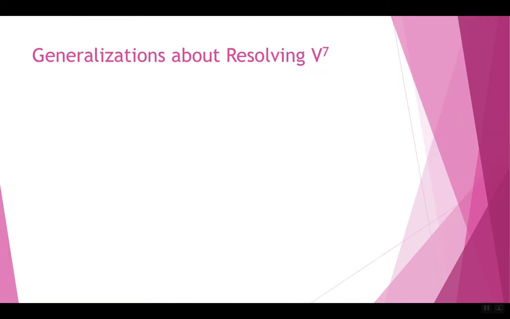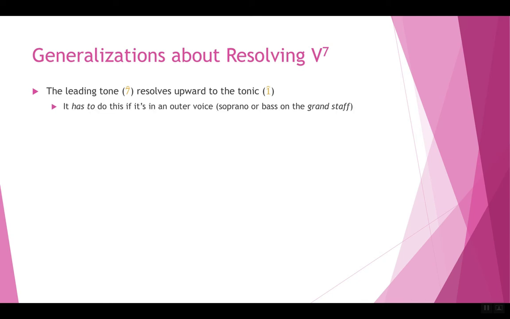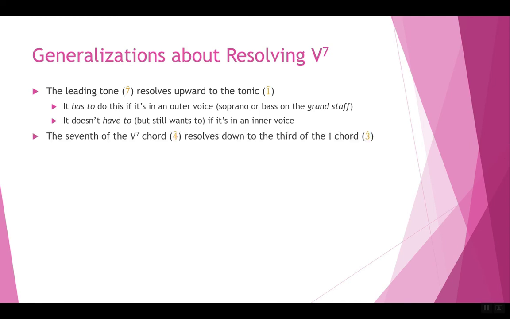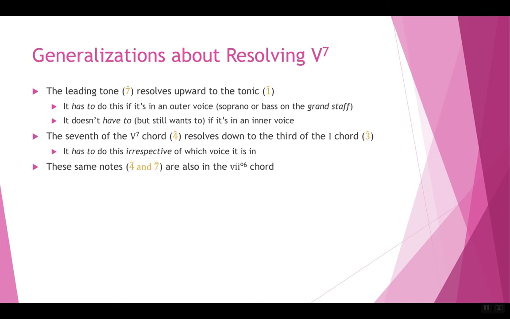So, some generalizations about resolving 5-7. The leading tone, scale degree 7, resolves upward to the tonic, scale degree 1. It has to do this if it's in an outer voice, which you can see when you reduce it on the grand staff, like on the far right of the previous screen. If scale degree 7 is in an inner voice, it doesn't have to resolve to 1, but it still wants to. The seventh of the 5-7 chord, which is scale degree 4, is going to resolve down to the third of the 1 chord, which is scale degree 3. The seventh of the chord has to do this. It has to resolve down, irrespective of which voice it's in.